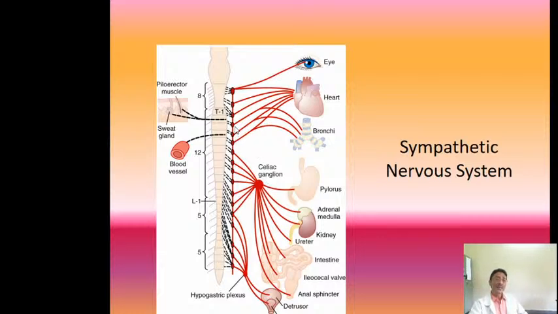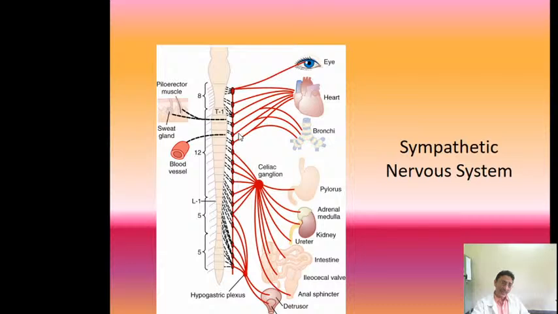Now if you see this, the fibers which are in dotted lines or in black color, they are all the preganglionic sympathetic nerve fibers. They come out of the spinal cord, the thoracic segment and the lumbar segment, and these preganglionic fibers take their origins in that particular spinal segment. They come out of the spinal cord and then they end in a ganglion.